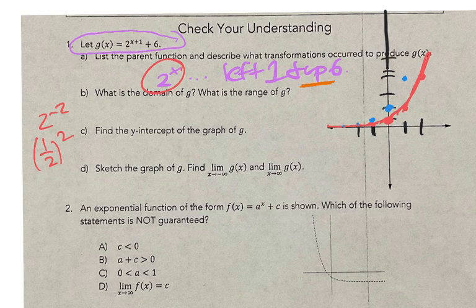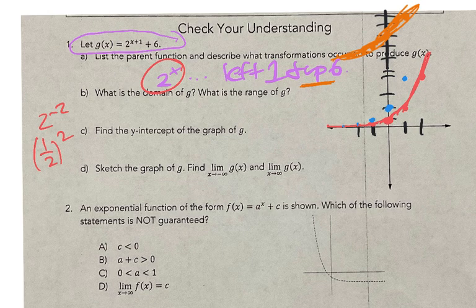1, 2, 3, 4, 5, 6, 7, 8, 9, 10. So now if I go up 6, 1, 2, 3, 4, 5, 6. Up 6, 1, 2, 3, 4, 5, 6. Up 6, this is at the halfway point. So that's 1, 2, 3, 4, 5, 6. And then up 6. And so the orange would be the correct graph.